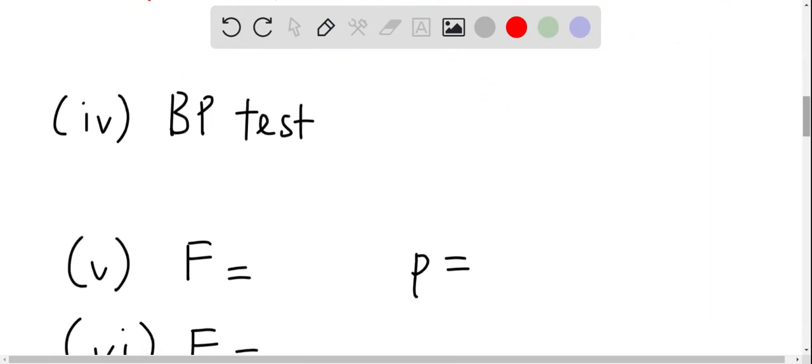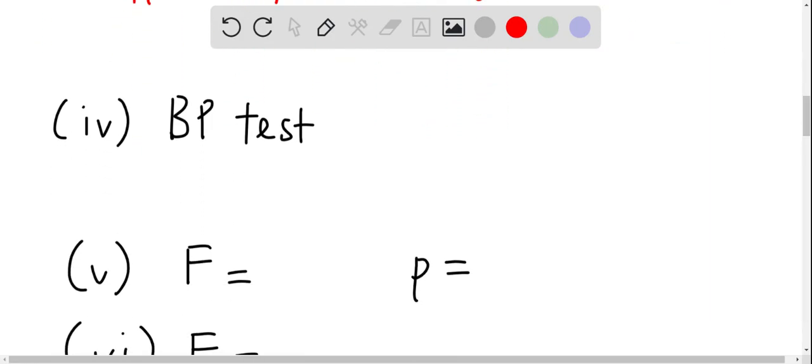That is part 3 and part 4. We run a BP test. We get F statistic equal to 33.8, which means the p-value is almost 0. There is a very strong evidence of heteroscedasticity.